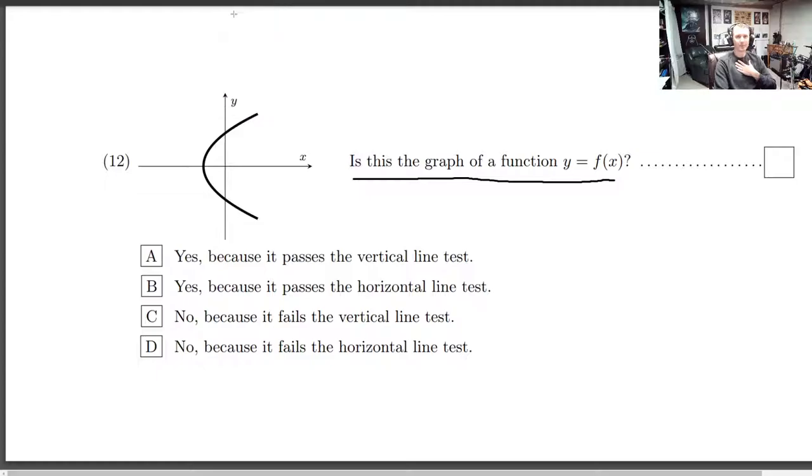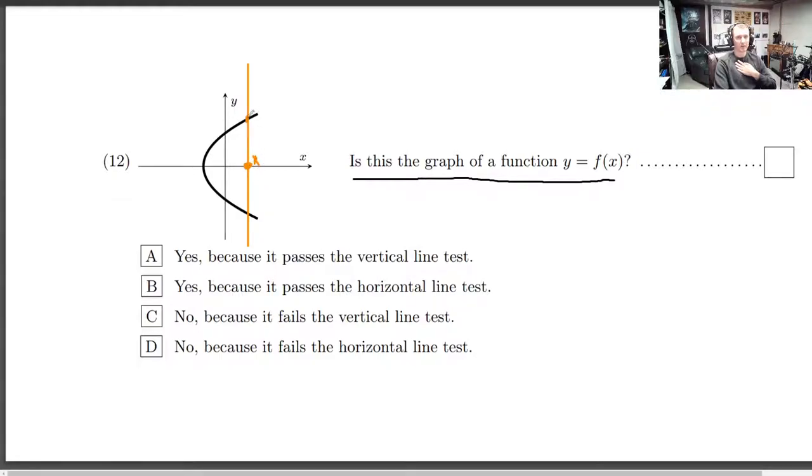So, first off, I notice something about this vertical line in particular. I notice here it only touches one time. Over here it doesn't touch at all. And anywhere over here it touches this graph twice. Which means if I plug in, say, this x in particular, I have two outputs.